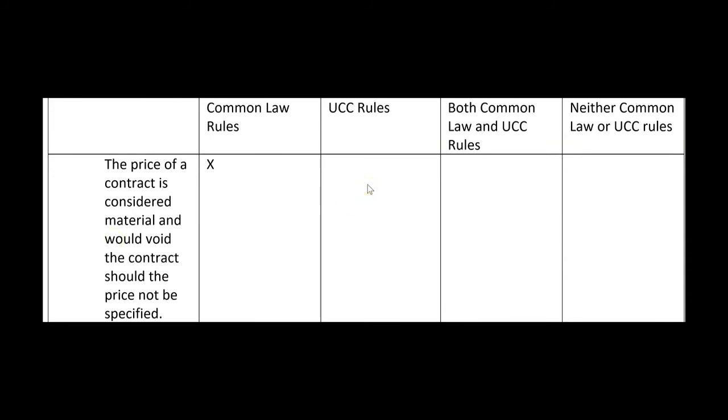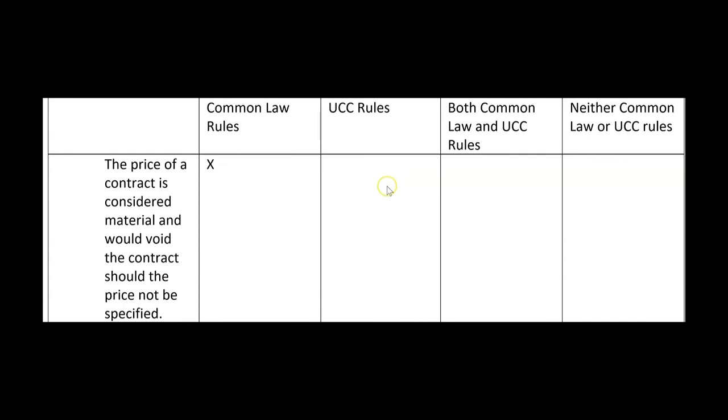Now I want you to make a note of this. While price is not material under the UCC rules, you know what is material? Quantity. Right? So if we had a contract for cases of Snapple, but the 100 cases part was left out, the number of cases was missing, well, then the contract would be void. See, the UCC doesn't really care that the price is missing, but the UCC would not allow the quantity to be missing because we can't really make up for that.